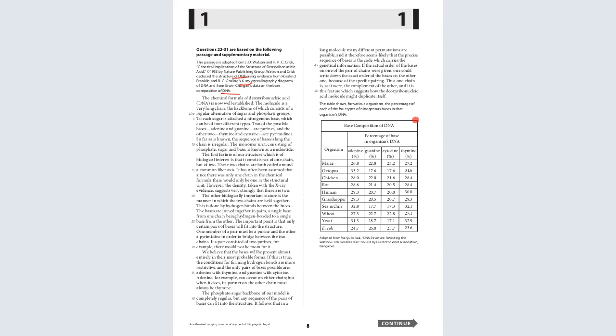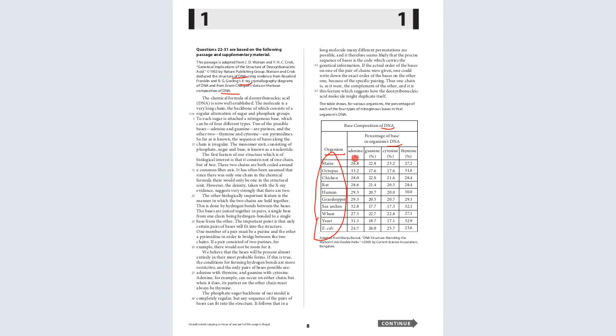Now, let's go look over at the chart here. Base composition of DNA. There's that word again. Percentage of base DNA in organisms. All right, I know what organisms are. Organisms are things that are living or were living at one point. So we have maize, octopus. I'm familiar with these. These are simply common household things.